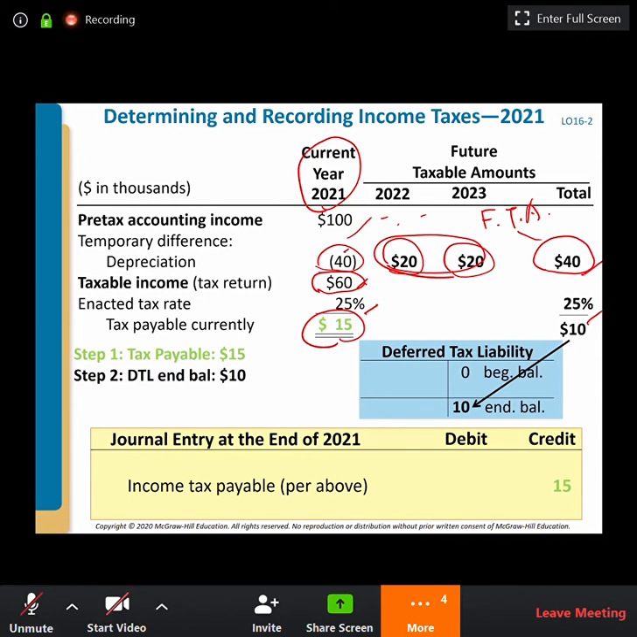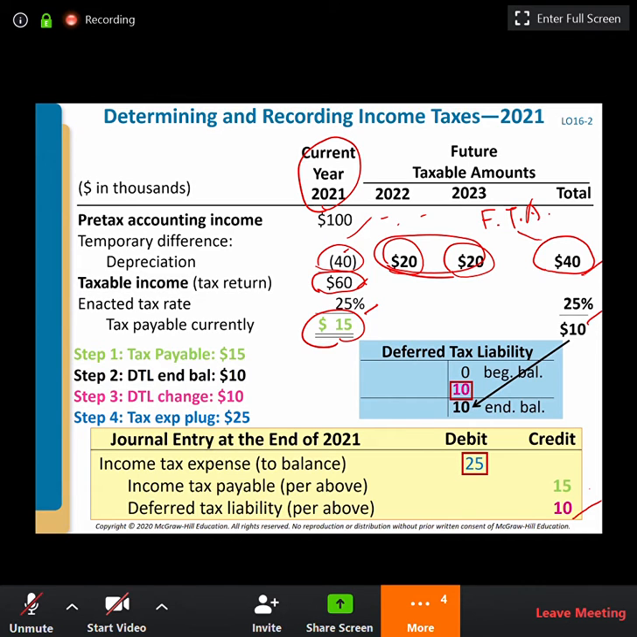Let's say the beginning balance of this account is 0. So how do we make it become 10? You need to add a credit, right? You credit 10 to deferred tax liabilities. And then the last item here is called income tax expense, which is the balance, the total.